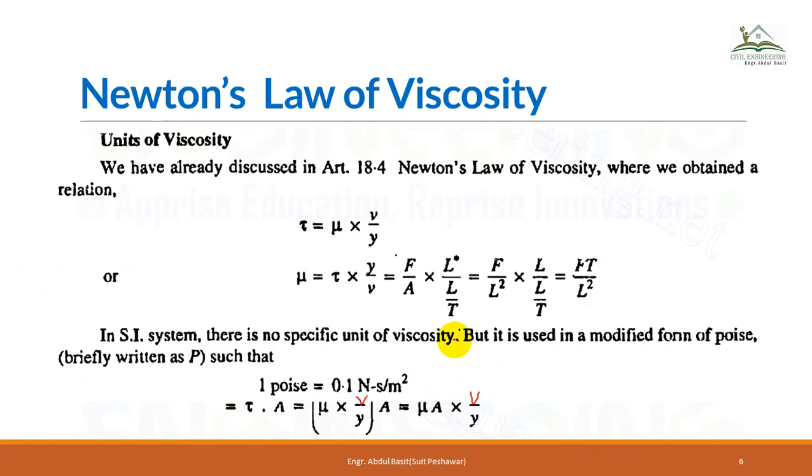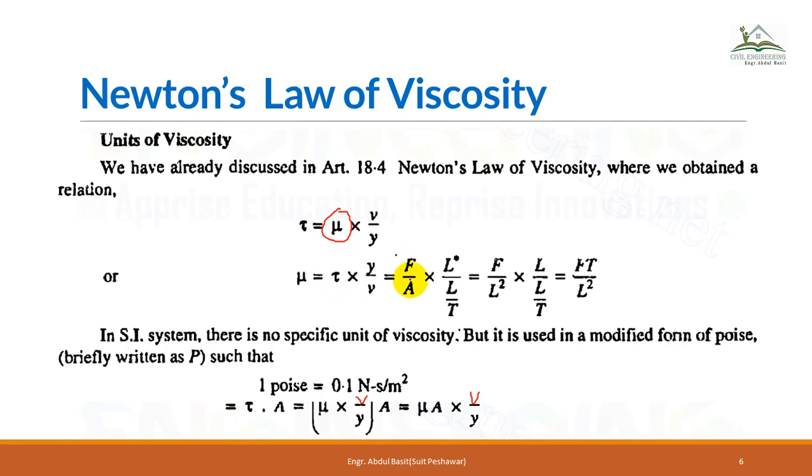Now coming to the units. The unit for mu, the coefficient of viscosity, if you want to find it out, we will have to rearrange this equation to place mu on one side of the equation, and tau is taken to the other side, and this is y divided by v now. So by rearranging the equation, mu will be equal to this.